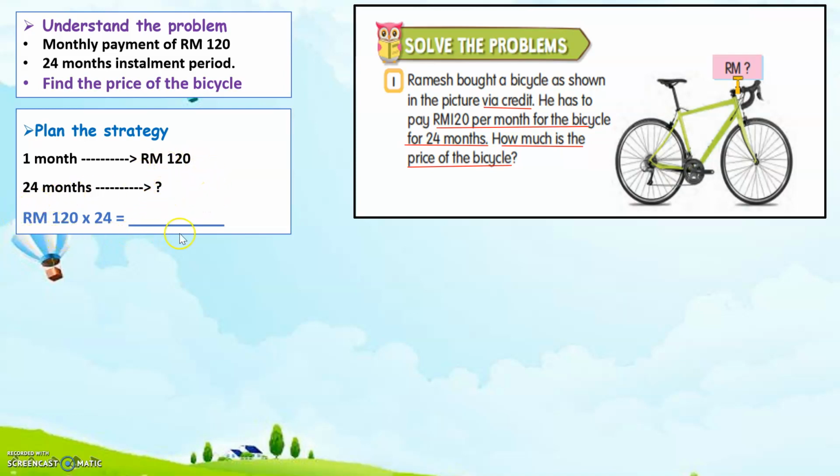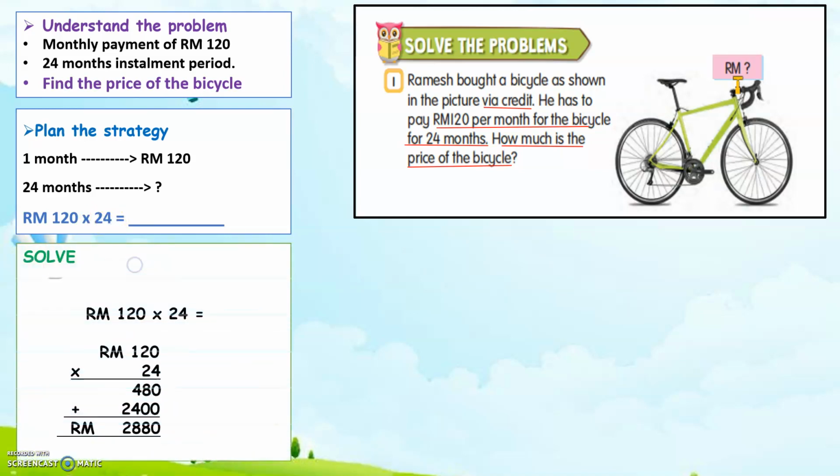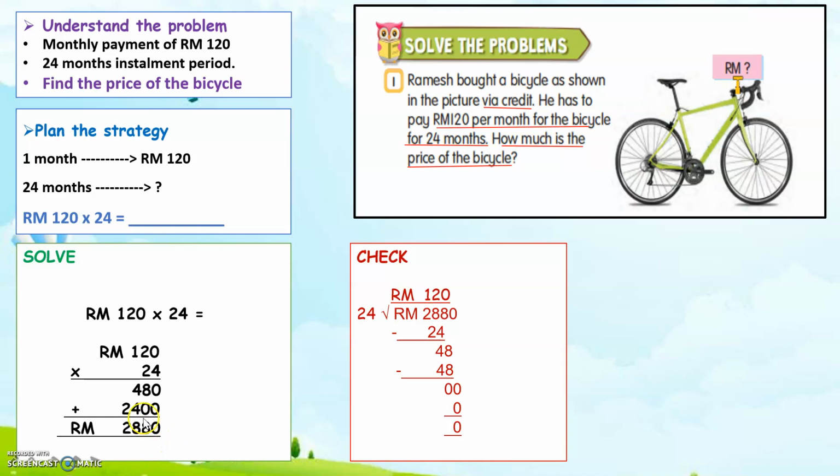Here you can write the number sentence. 120 ringgit times 24 months. The third step is solve. We can solve the number sentence as usual. The answer will be 2,880 ringgit.